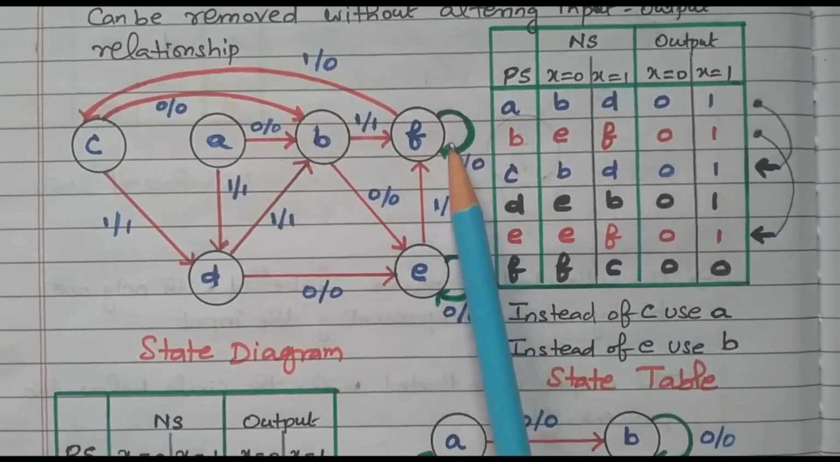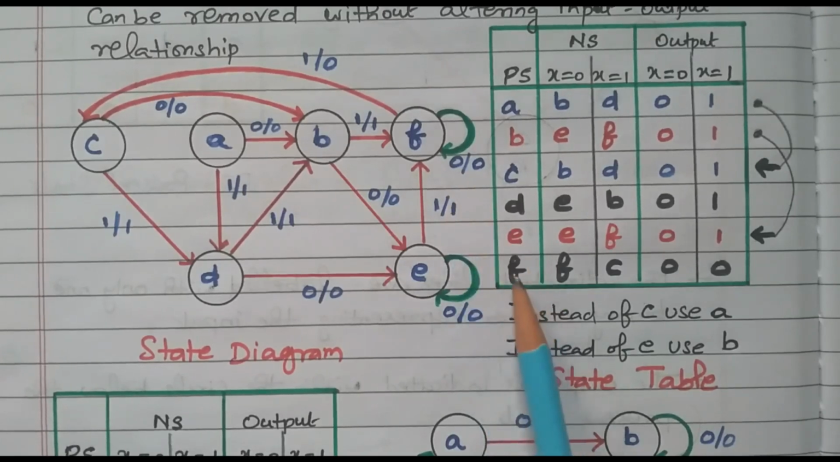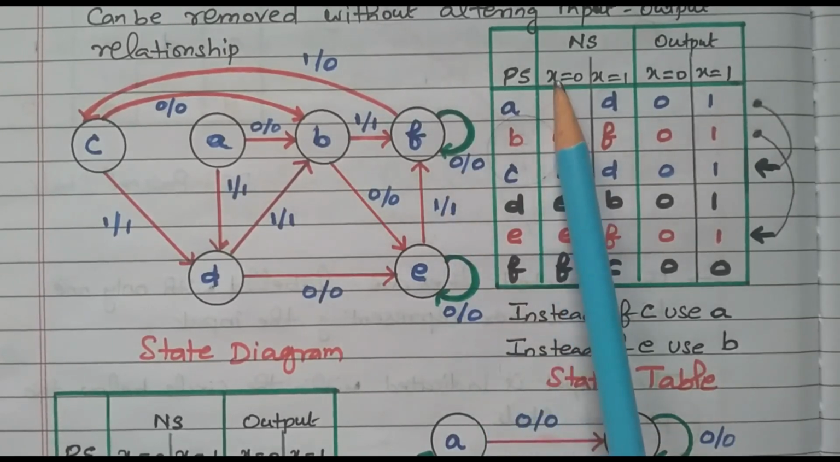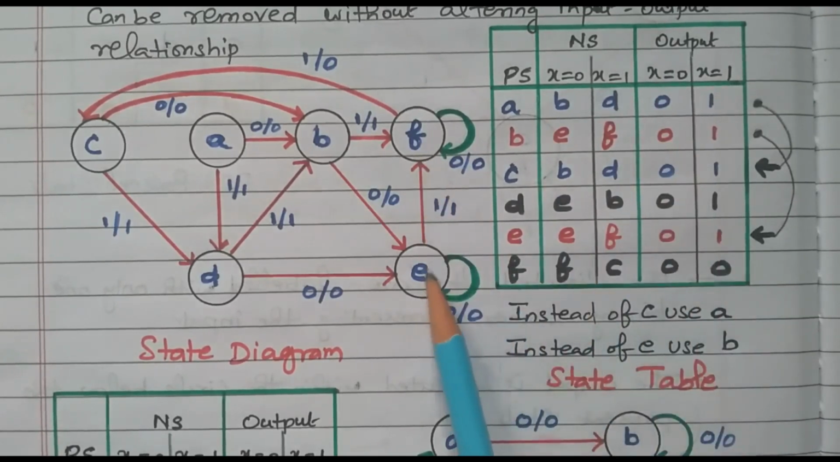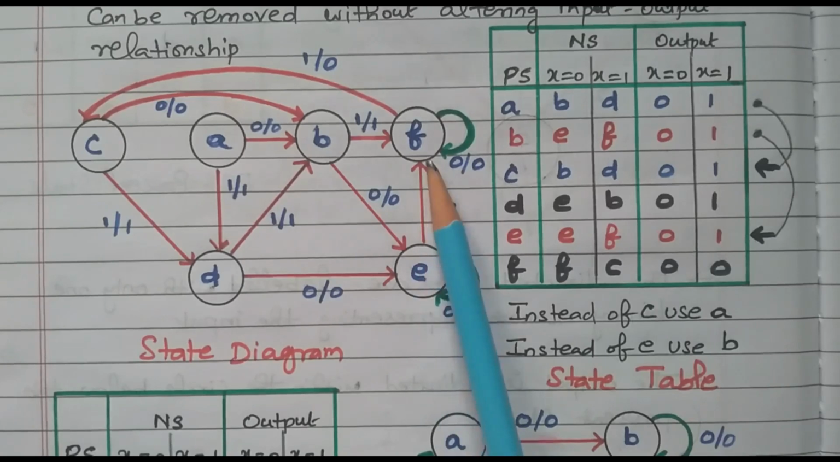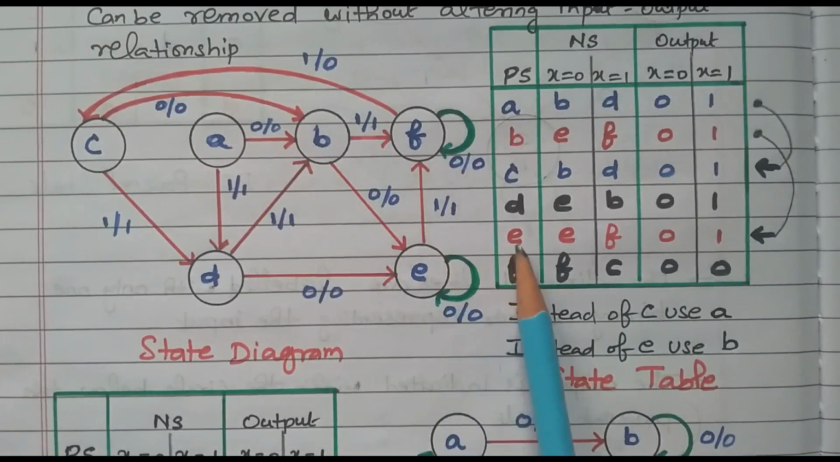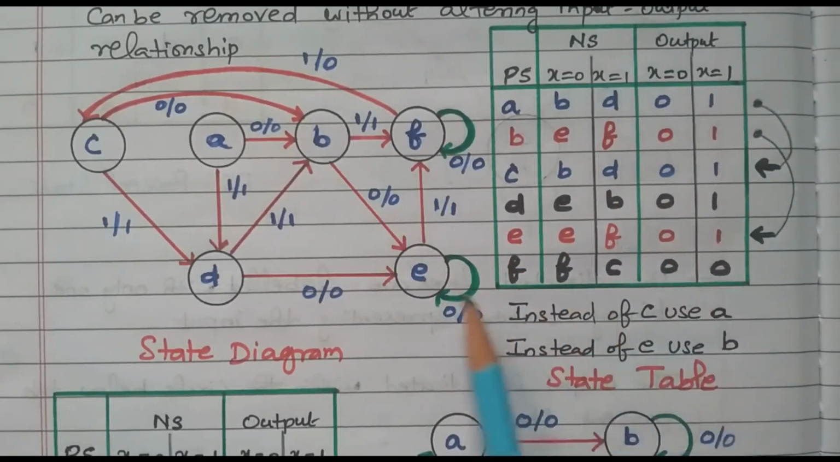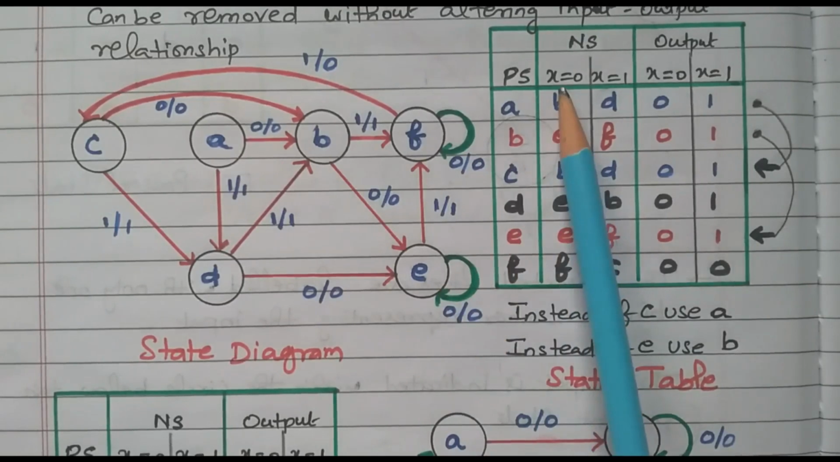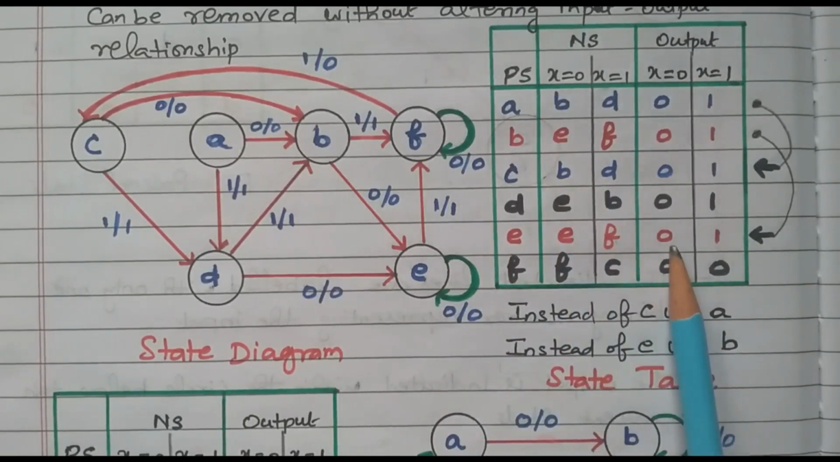F goes to F itself for x equal to 0, and the output is also 0. Now we will go to E. E goes to F when input is 1, output also 1, right? E goes to E itself for input equal to 0, output also 0, right?